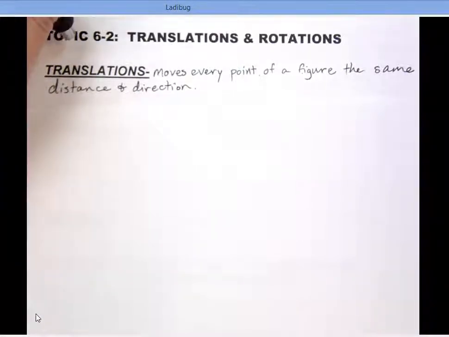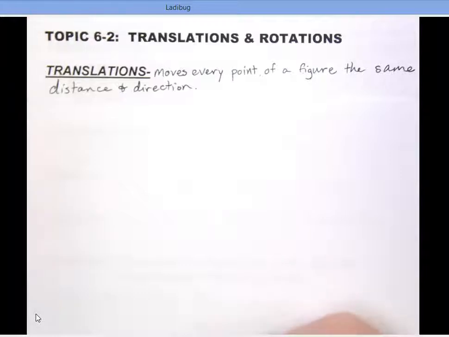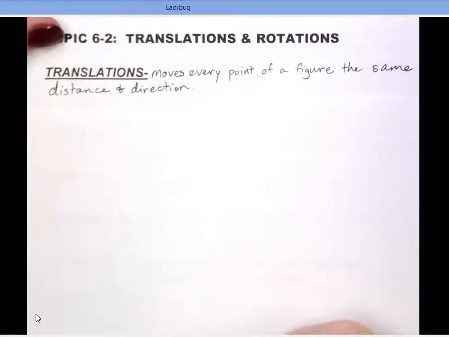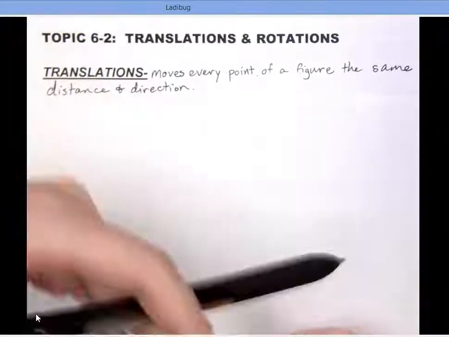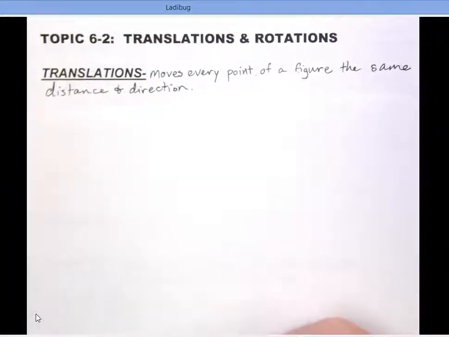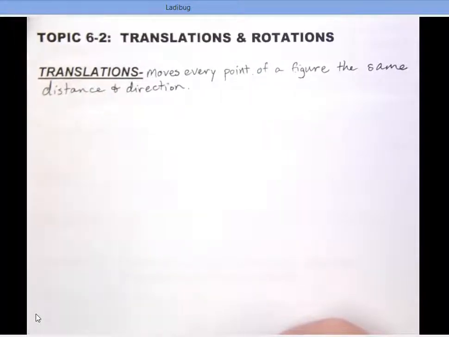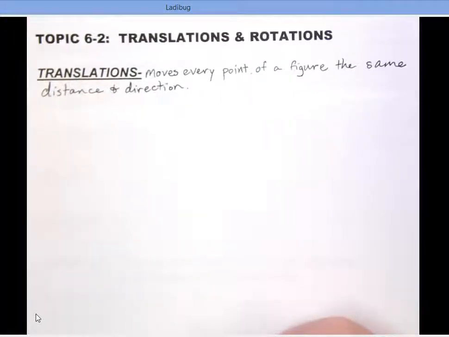Hi guys, this is the second lesson from our Unit 6. This is over translations and rotations, so just make sure you have your notes open to this page. It starts off with vocabulary, so anytime if you need more time to write it down, just pause the video and you will be able to write the definition down so you have it and then you can restart it.